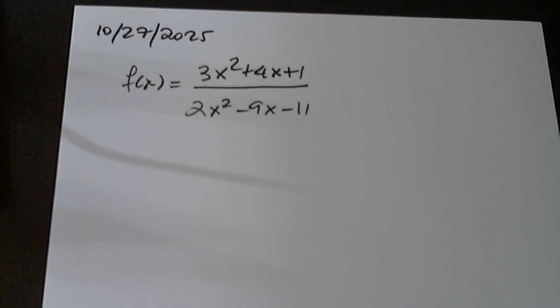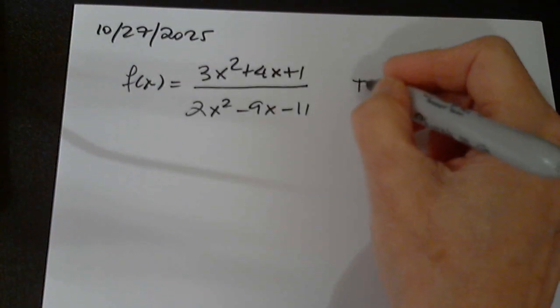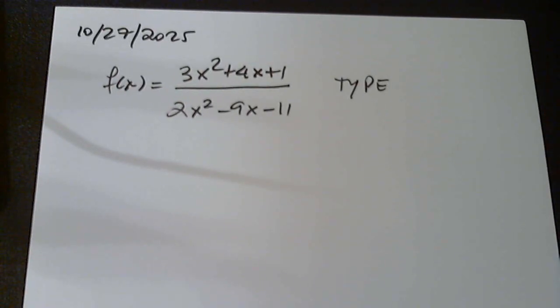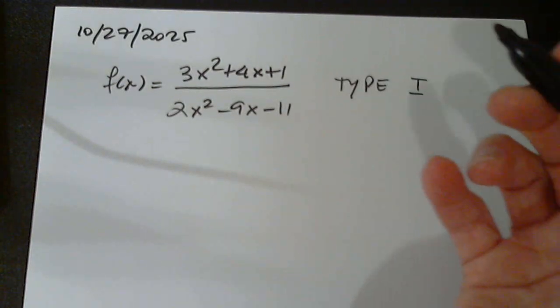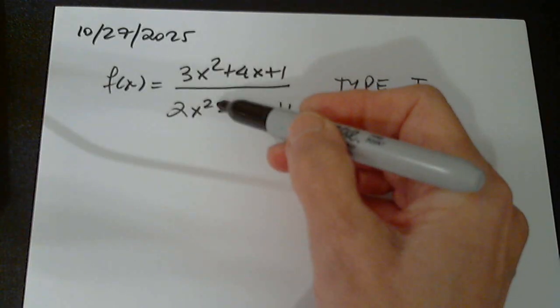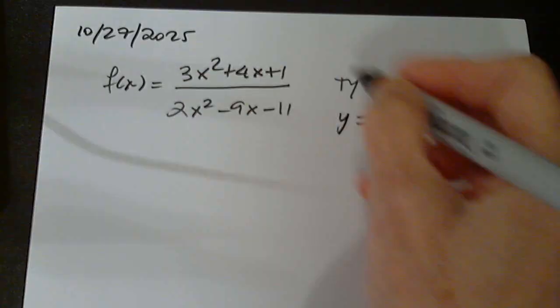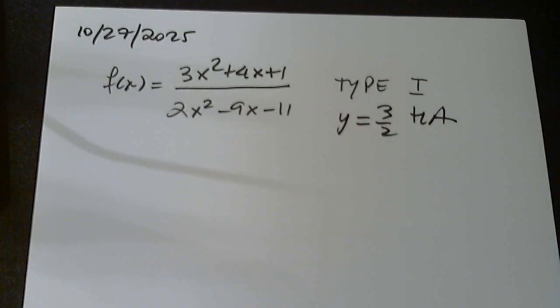So first of all, we have to identify the type. What type is it? Type 1, 2, or 3? Nobody calls them that. I do, with you. So type 1, 2, or 3? Anybody, please? Would it be type 1? Of course. The degrees are the same. They can be odd, but they have to be the same. So then y equals 3/2 is the horizontal asymptote.